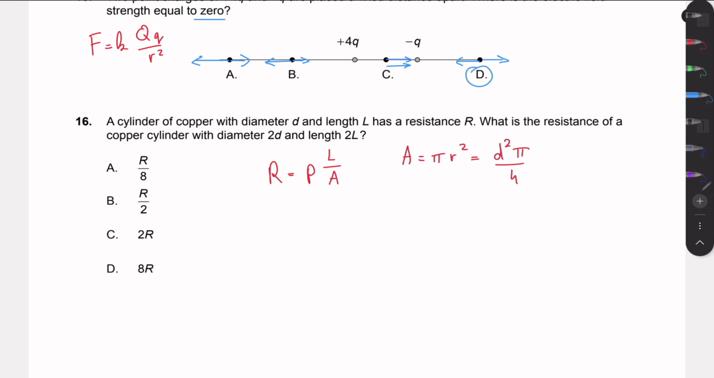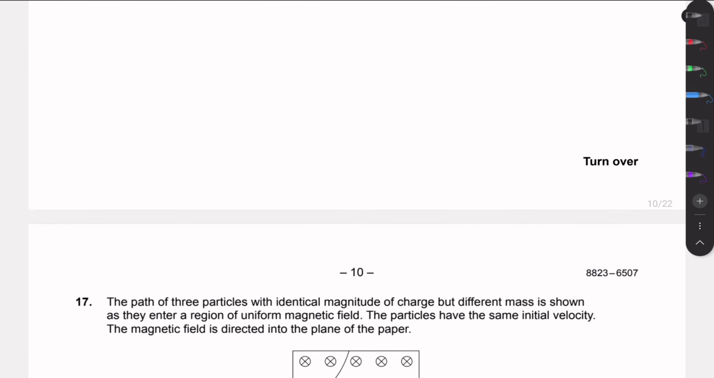So the resistivity stays constant as we still have the same copper cylinder. So if we double the length and double the diameter, then the area will be times 4, so it's going to be 2 over 4, so a half. So the resistance will halve. We can just plug in how everything changes and then see what the net change will be.